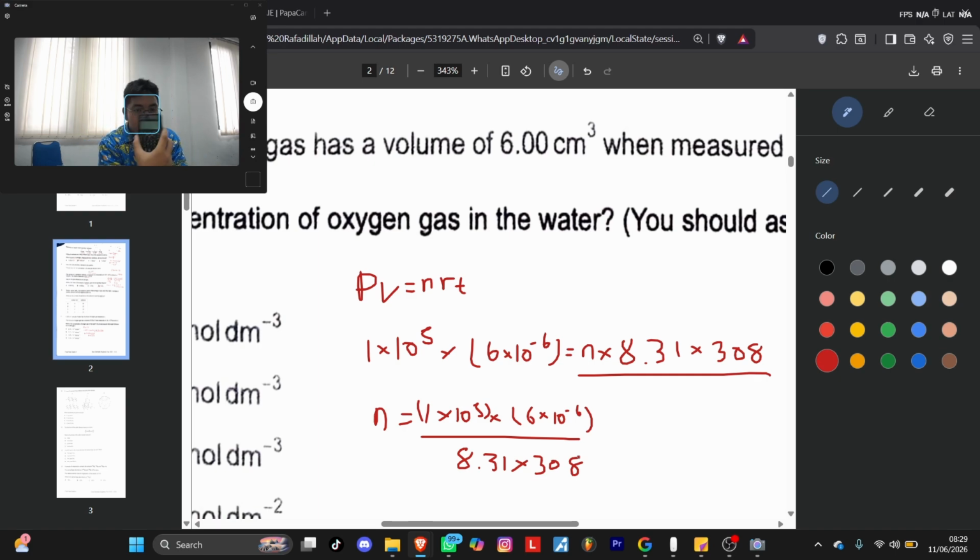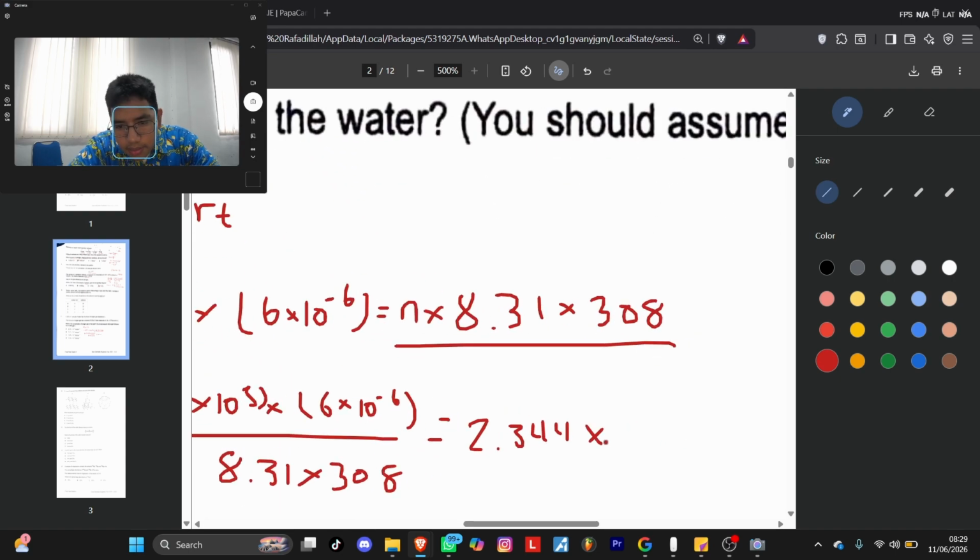Okay, let me work it out for you. 1 times 10 to the 5 times 6 times 10 to the power of minus 6. This equals 2.344 times 10 to the power of minus 4 mole. Okay, we know the mole.